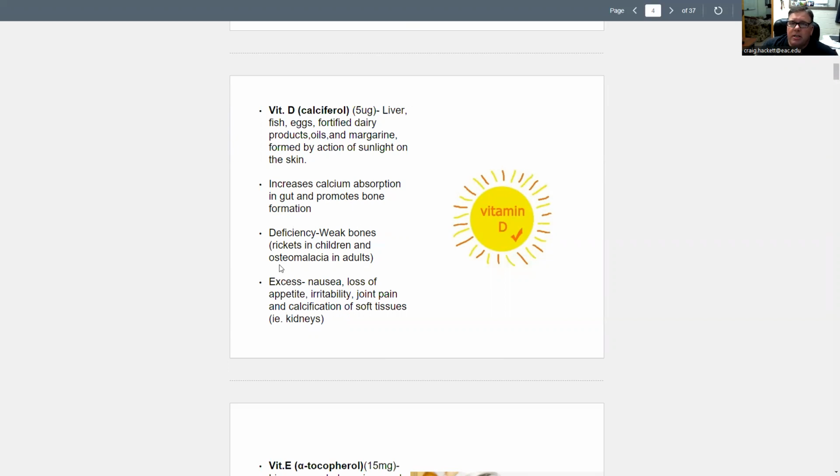So if you have a deficiency, obviously, if you have low vitamin D, you have low calcium uptake, and then you have bone weakness. We can also say rickets, and we'll look at the rickets here in a bit. You can get too much vitamin D: nauseousness, loss of appetite.